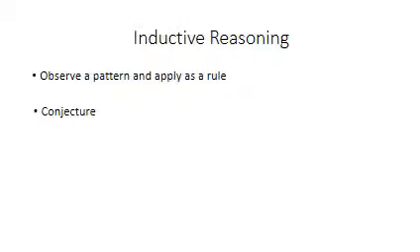Okay, inductive reasoning, what is that? Inductive reasoning occurs when we observe a pattern and we apply a rule. We come up with some rule based on this pattern that we see, and humans are really wired for this kind of thinking. We can't help it. Once we come up with some sort of rule, we call this rule a conjecture. So for example, if I notice when I get up in the morning, the sun comes up, I may make a conjecture that says every morning the sun's going to come up.